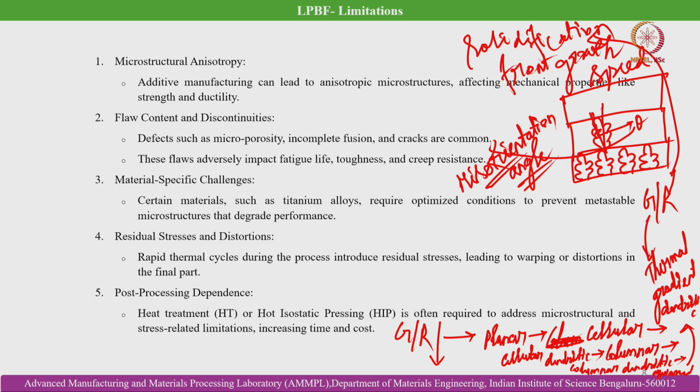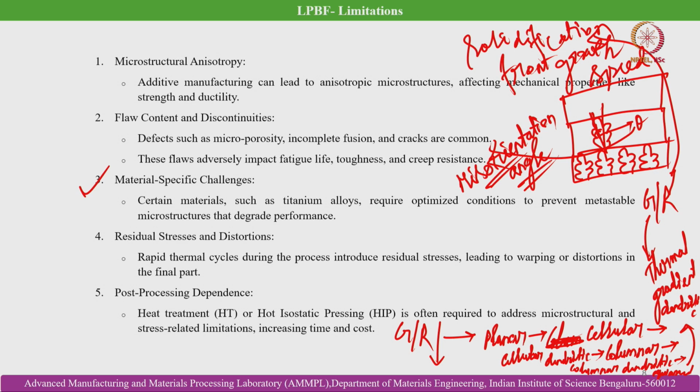So, you can see that because of this physics based reasoning, microstructural anisotropy has been evidenced in case of additive manufacturing. And then flaw content and discontinuities. Defects such as microporosity, incomplete fusion and cracks are common in LPBF. These flaws adversely impact fatigue life, toughness and creep resistance of the LPBF processed parts. And then number 3 is the material specific challenges. Certain materials such as titanium alloys require optimized conditions to prevent metastable microstructures that degrade performance.